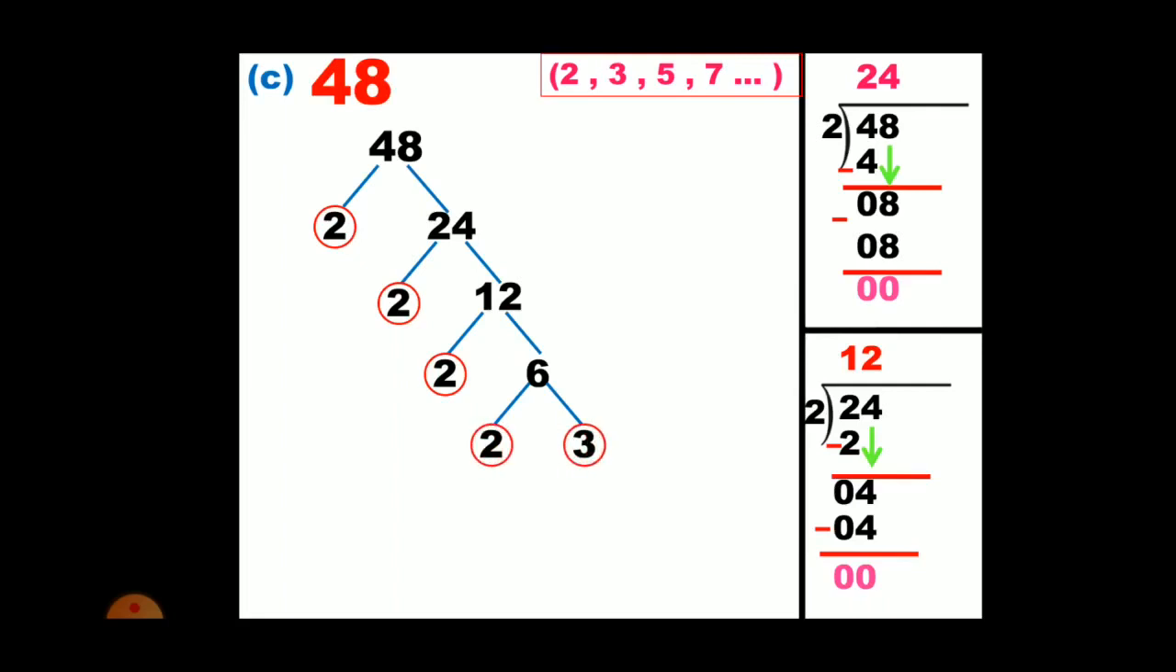We will stop here, and for 48 we have 48 equal to 2 into 2 into 2 into 2 into 3. That is our circled digits.